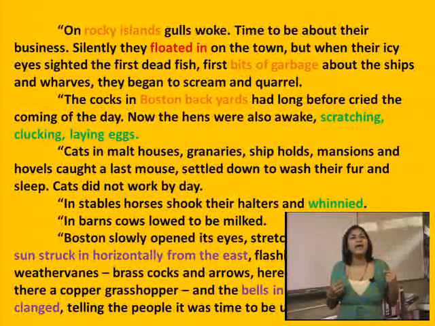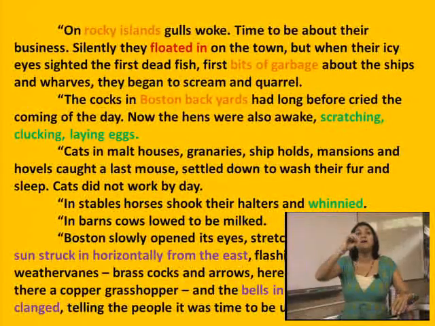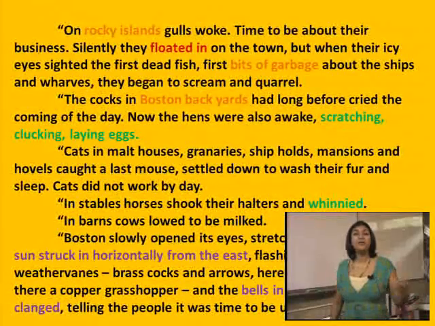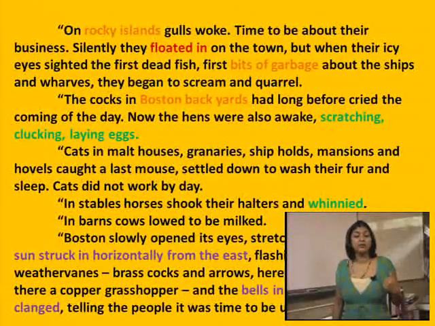We've got rocky islands, which relate to your sense of sight, as well as texture. What do you feel? Floated, you know, it's a movement. It's something that you would see. Garbage is something that you'd see, maybe even smell. We've got this scratching, clucking, laying eggs. Those are all sound words, as is whinnied.